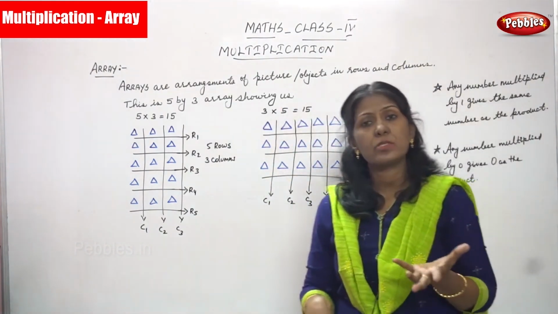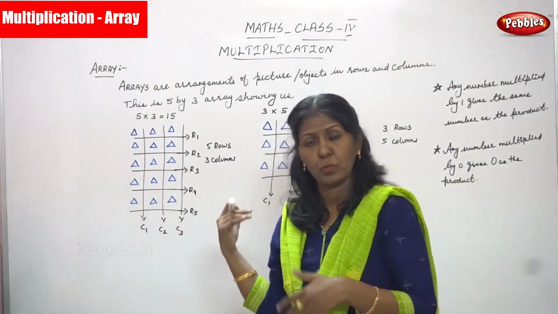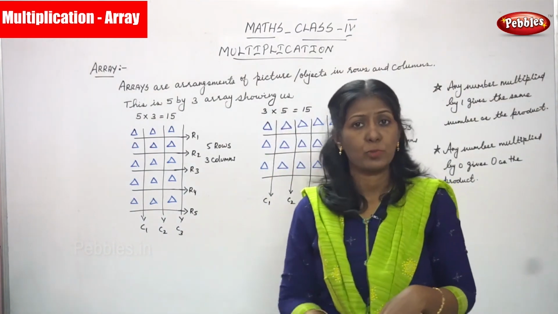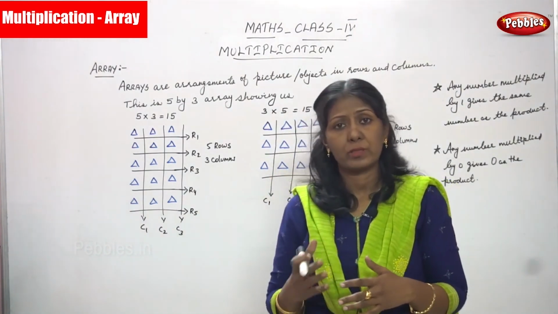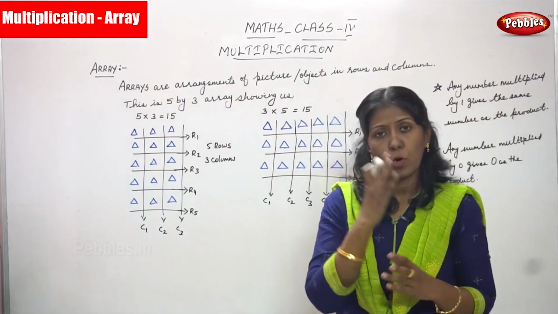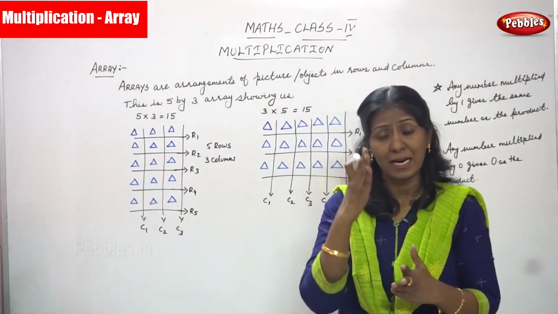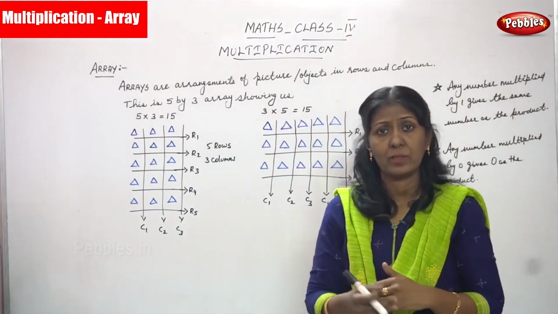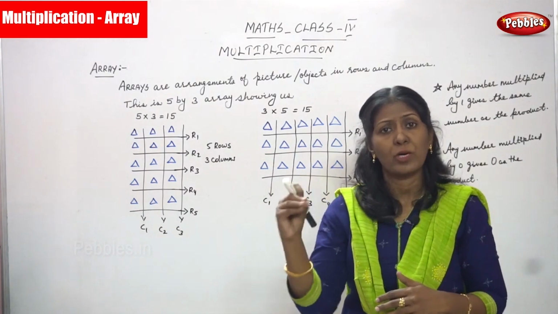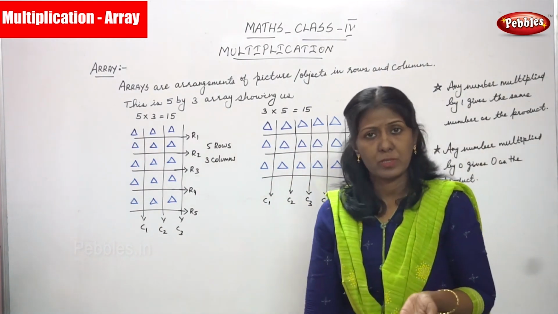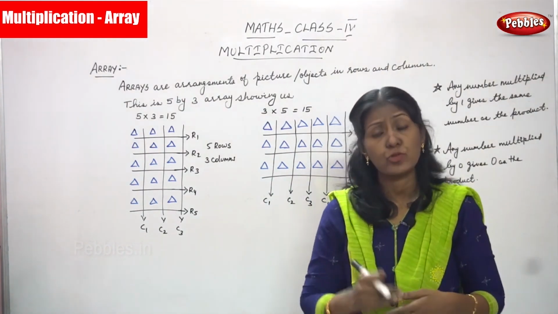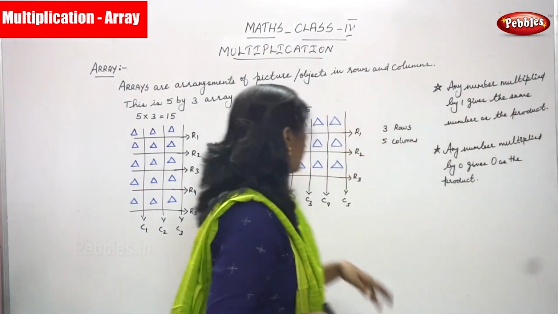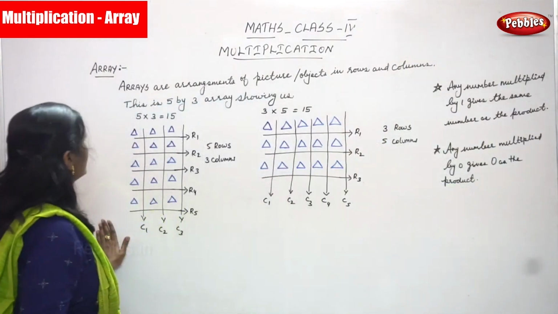The pictures given in the book, notebook, blackboard or whiteboard, whatever they have drawn already, the objects or pictures are arranged in rows and columns. Combined together, it is called an array. I'll repeat once again: objects or pictures arranged in rows and columns together is called an array. Now we are going to see an example.